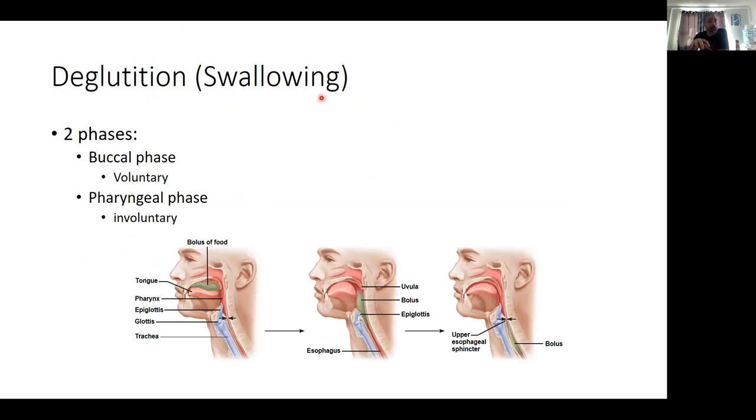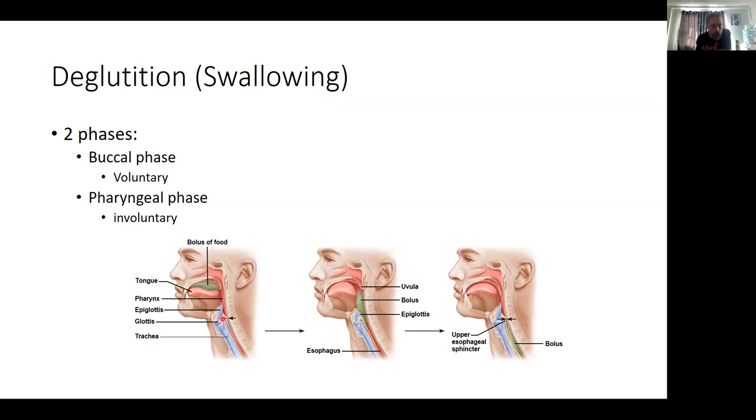The final thing we'll cover in this video is deglutition, or swallowing. Deglutition is the fancy name for that. There are two phases to this. One of them is voluntary and one of them is involuntary. The buccal phase is the voluntary one. What we're going to do here is take the tongue and push that bolus against the roof of your mouth.